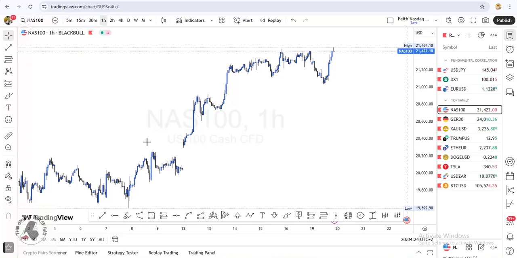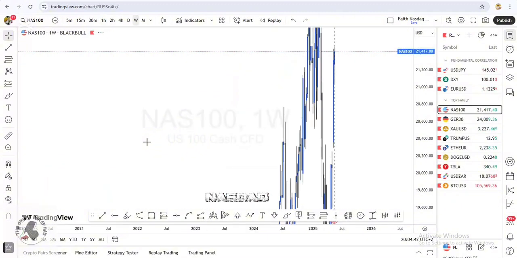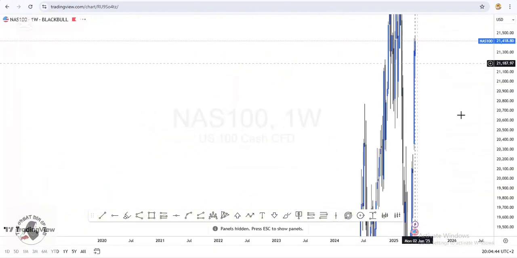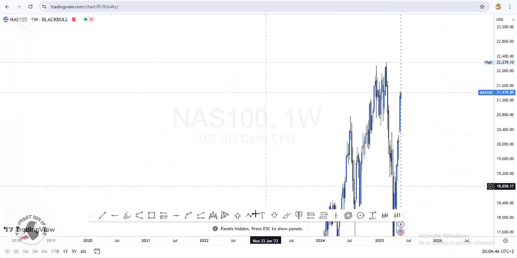So let's jump to the chart and see what is happening this week on Nasdaq, US30, and also gold. It's going to be US30, Nasdaq and gold. Let's start with Nasdaq. I hope everyone can see this one. So this is Nasdaq.